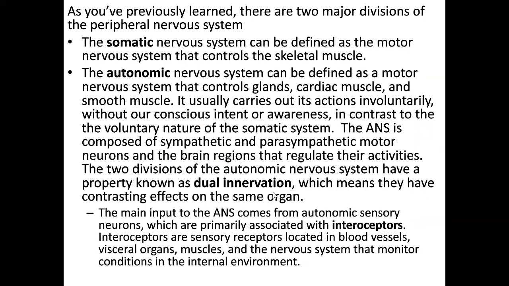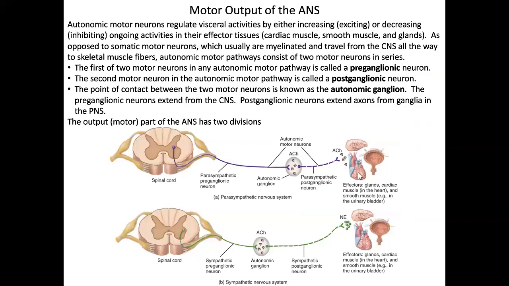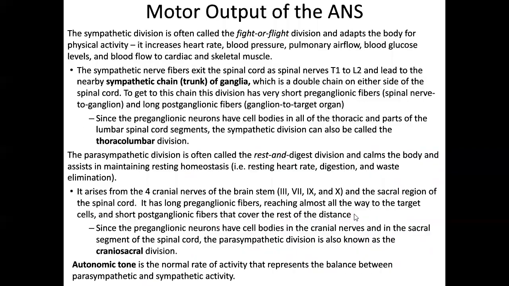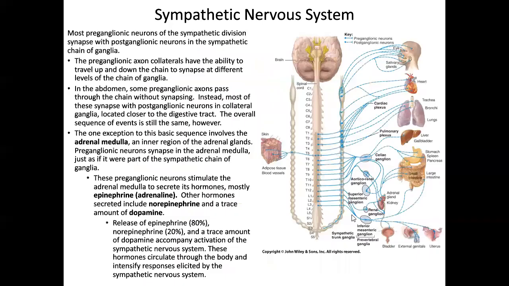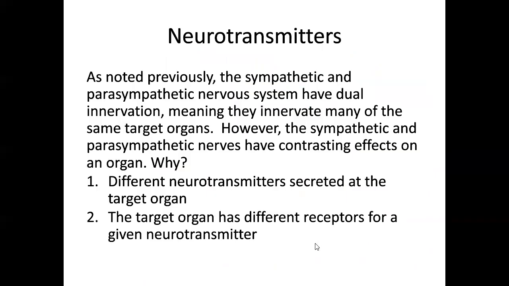Now, going back to that thought, what is it listed as? Dual innervation. How the heck does our heart, for example, know to speed up when the sympathetic nervous system is active? How does the heart know to slow down when the parasympathetic is active? It has everything to do with neurotransmitters.